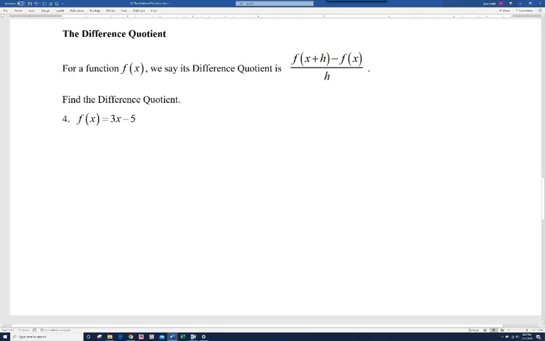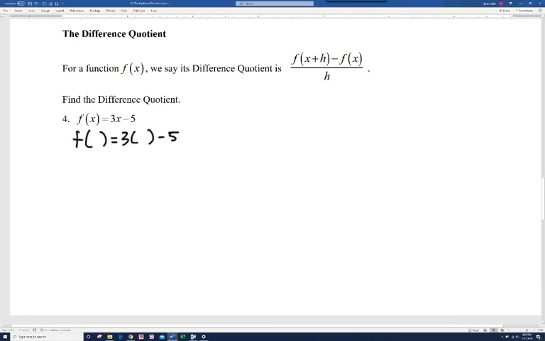And by the way, the difference quotient is what you're going to be using when you discuss the derivative in calculus, which is one of the two major topics that you'll discuss throughout calculus. All right, so it says for a function f of x, we say its difference quotient is f of x plus h minus f of x all over h. All right, so on 4, we're going to find the difference quotient. So I'm going to do it in 3 steps, and I'll show you how this works.